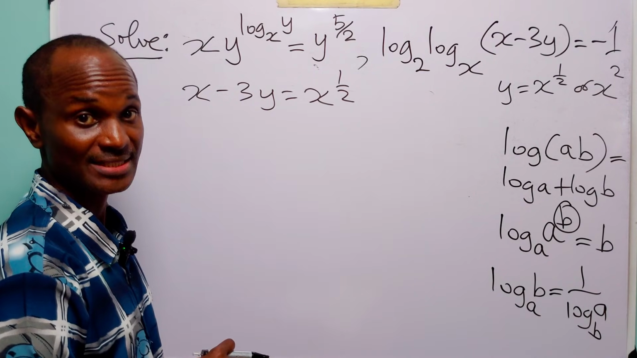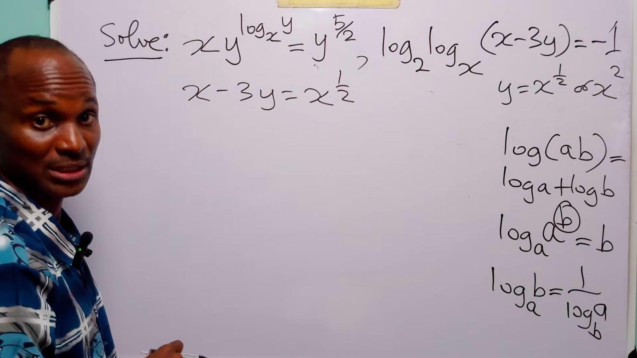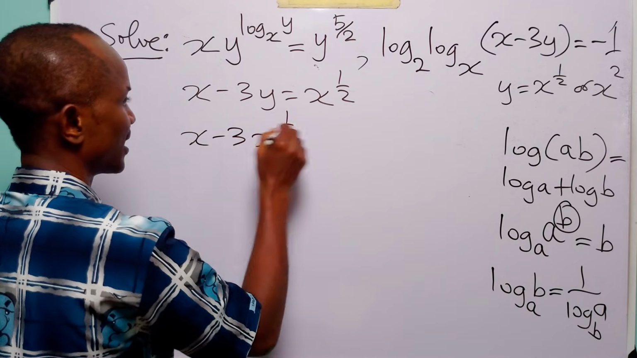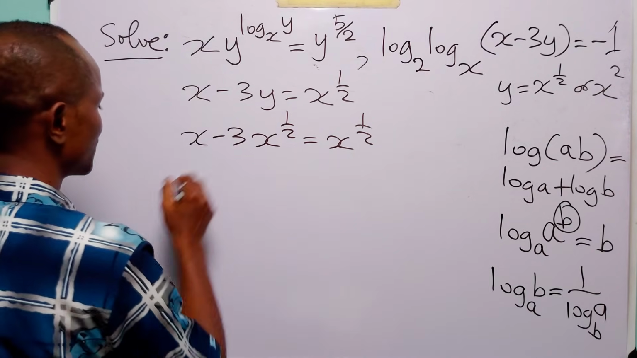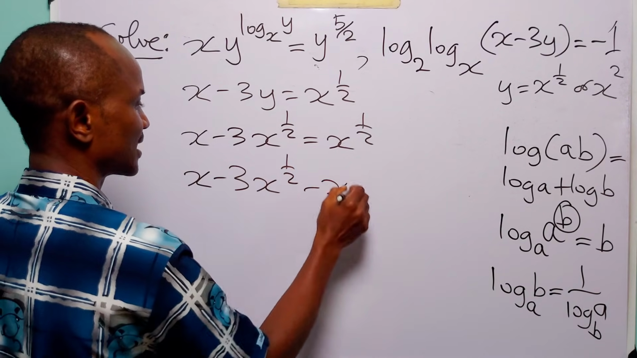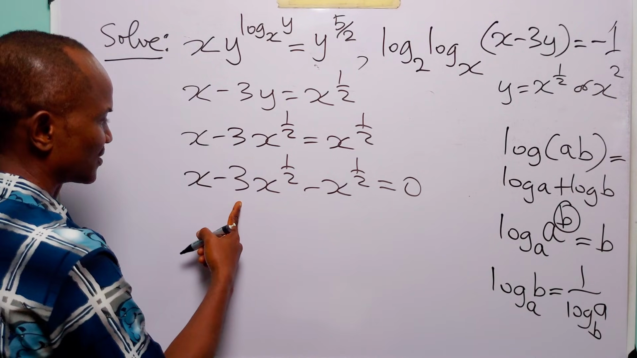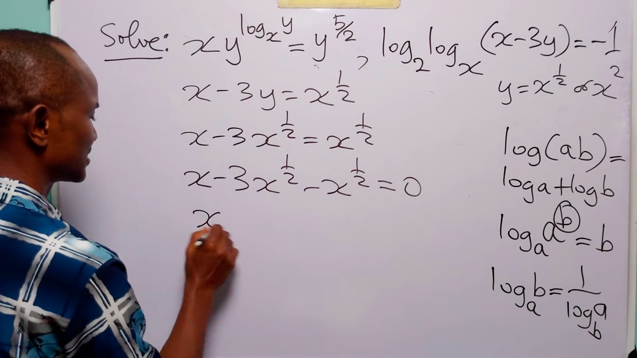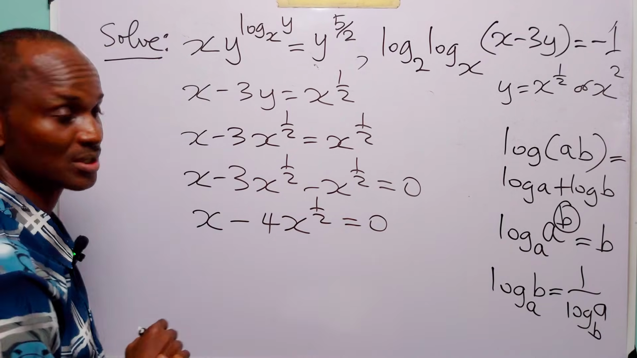Now, to calculate the values of x and y, let us substitute x to the power half for y in this second equation. When we do that, we have x minus 3 times x to the power half is equal to x to the power half. Rearranging this equation, we have x minus 3 times x to the power half minus x to the power half is equal to 0. Of course, we have minus 3x to the power half and minus x to the power half. That means that this is x minus 4x to the power half is equal to 0.